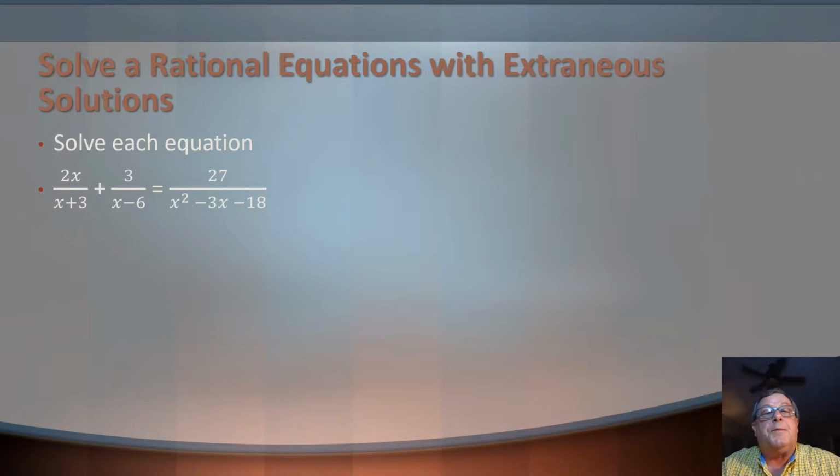All right, well, let's step it up a notch where we're going to solve some rational equations, but this time we might have some extraneous solutions that cannot be. So we're going to have a little bit more complicated rational equations to deal with here too. So we got 2x over x plus 3 plus 3 over x plus 6, and that's going to equal supposedly 27 over x squared minus 3x minus 18.